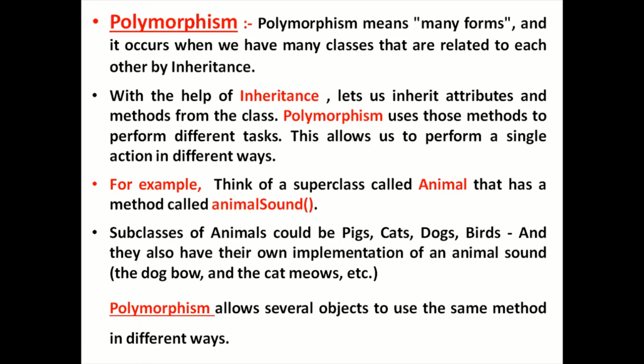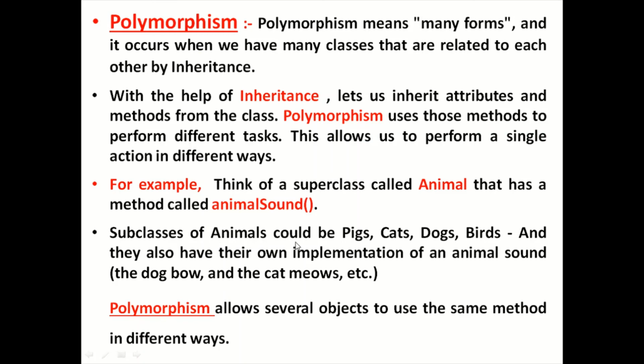For example, think of a superclass called animal. Assume, students, I have a superclass named animal that has a method called animal sound. In that animal superclass I have three to four attributes also, and one method. That method is called animal sound. Clear? Now I have subclasses also in the same class.